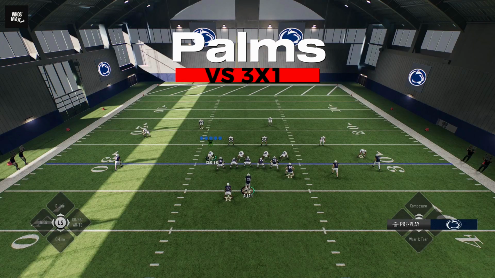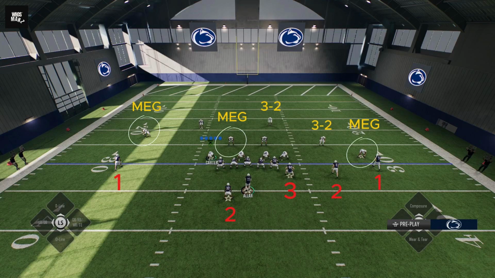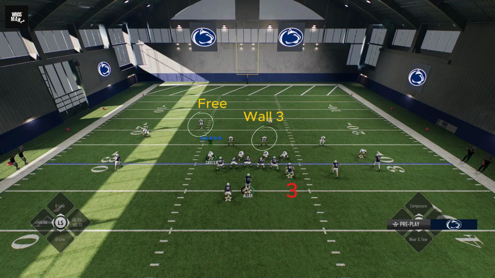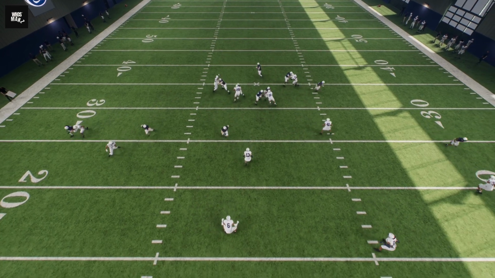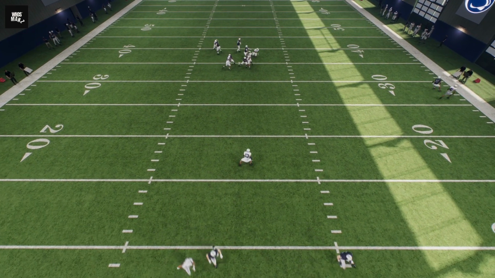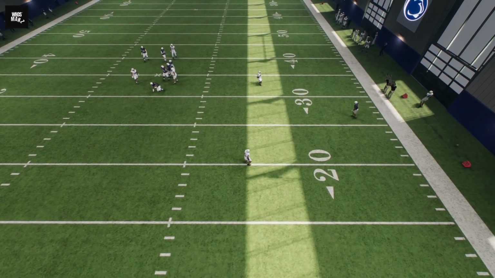There are some differences in 3x1, so let's go over them. I have everything labeled on the screen. Go ahead, take a screenshot if you need to. MEG means man everywhere he goes, so he's just playing man. The free safety has no assignment. He can help bracket on number 1 or number 3, or he can also blitz. Wall 3 is your 3 receiver. He's just playing in relation to number 3. He just wants to stay in front of everything going across the middle.